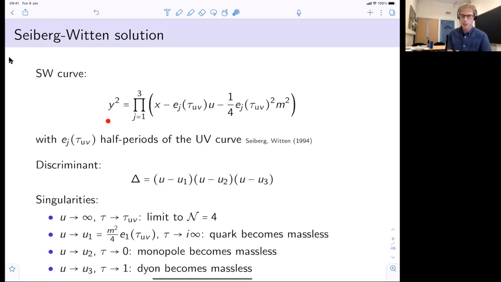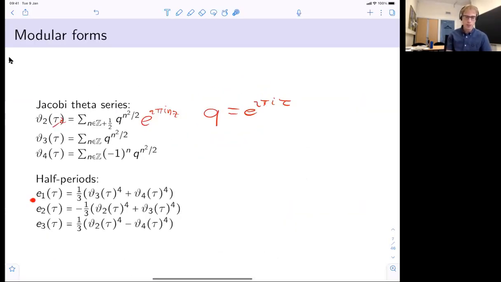So the solution is written in terms of an elliptic curve written here. It's a defining equation in a two complex dimensional space parameterized by y and x. A point on the curve is on the locus of this equation, where y squared is equal to the product over j from 1 to 3 of x minus e_j(tau_UV) times u minus 1/4 times e_j(tau) u(tau_UV) m squared. So u is the order parameter on the Coulomb branch, and these e_j are precisely the half periods defined here.